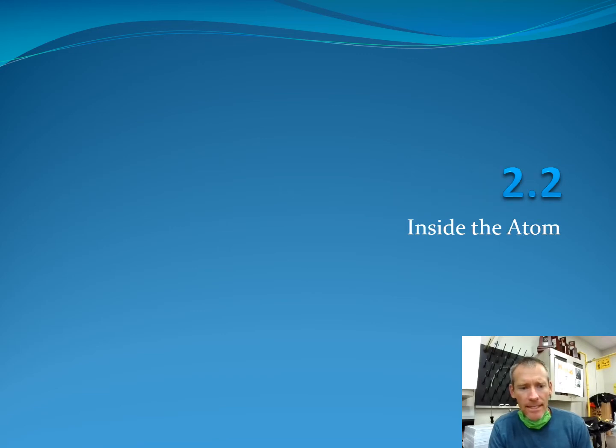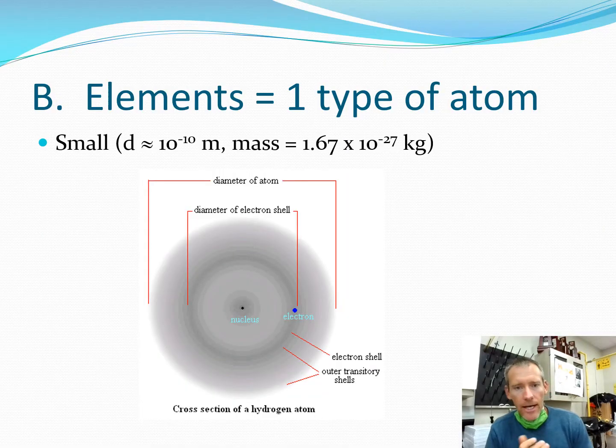So we're going to talk about inside the atom and a little bit of history first about how the atom was discovered. The atom we know is very, very small. It's mostly made up of empty space where the electrons are located, and inside is the nucleus, where the neutrons and protons are. So you can see the mass is very, very small: 1.67 times 10 to the negative 27 kilograms. That's for a hydrogen atom.